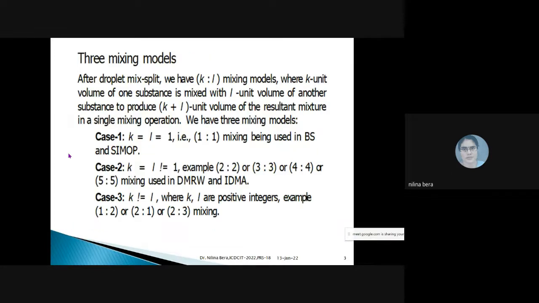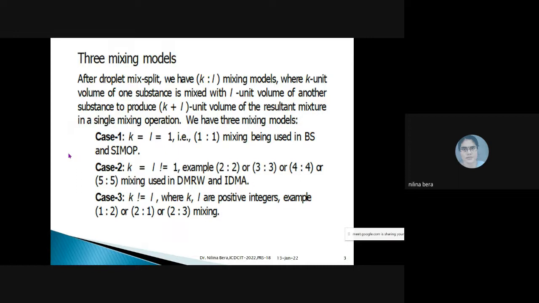In my research work I am following three different cases, that means three different mixing models. The first model is where k equal to l equal to 1, that means simply 1 is to 1, balanced mixing. Where k equal to l not equal to 1, it is still balanced mixing, but it is 2 is to 2, or 3 is to 3, or 4 is to 4, or even 5 is to 5. We see it in the dilution and mixing with reduced wastage, DMRW, or the improved dilution and mixing algorithm, that means IDMA.